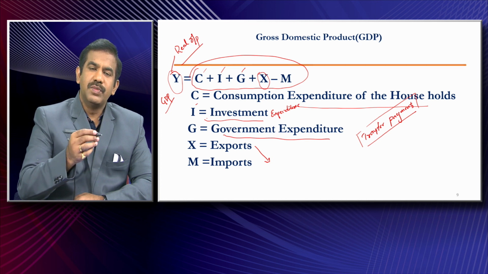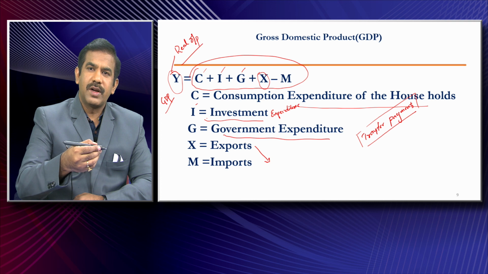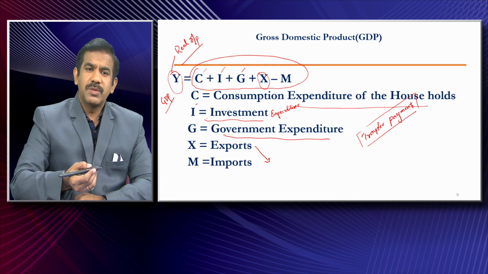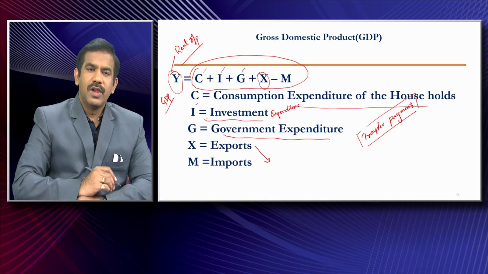So the simple definition of export is anything that we Indians produce and a foreigner consumes, within my country or outside my country, is an export. Import is anything we Indians consume, within India, that has been sold by a foreigner. That is what we call import.